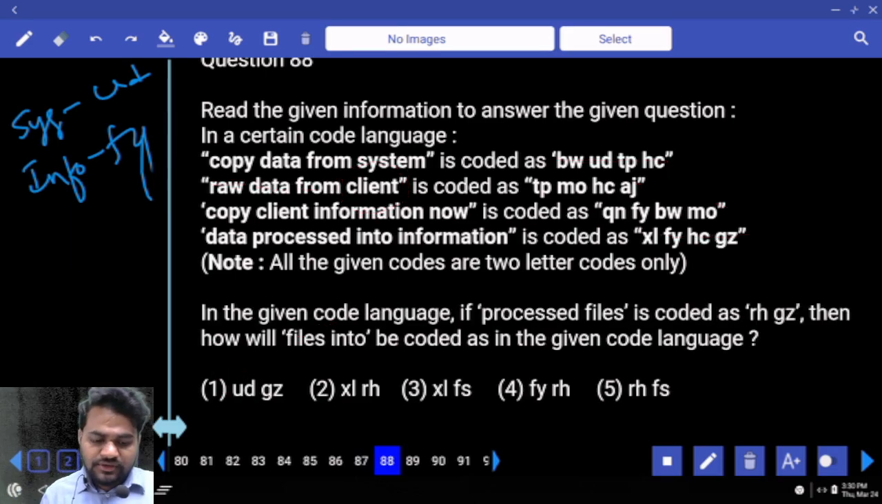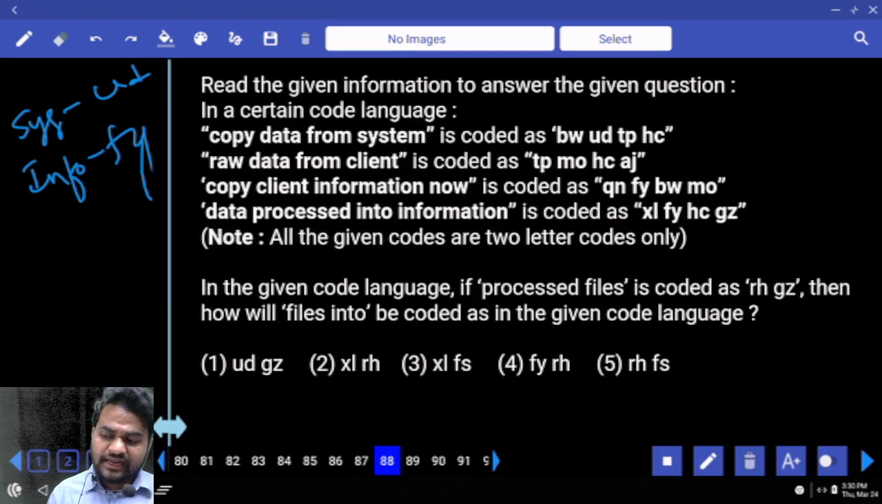88. In the given code language, if processed files is coded as RHZ, then how will files into be coded in the given code language? Files into, right? So processed files, if you observe, the word processed is available here.